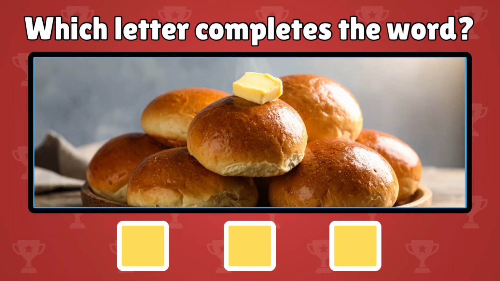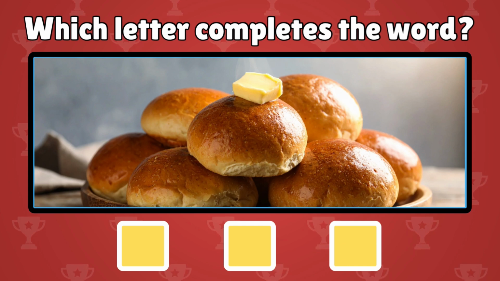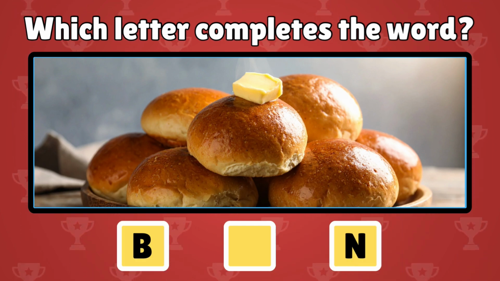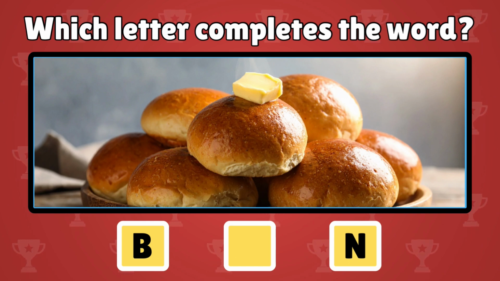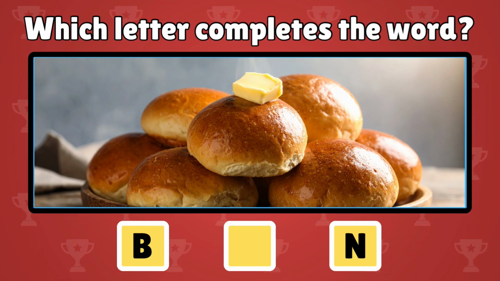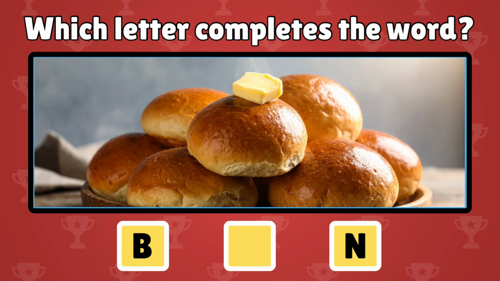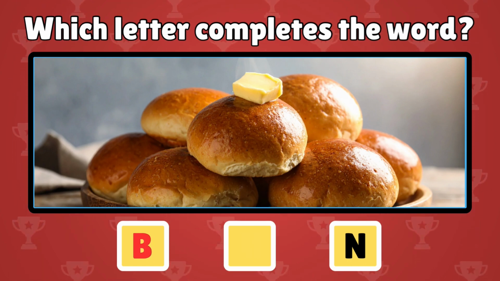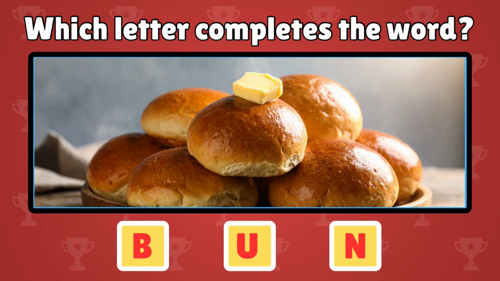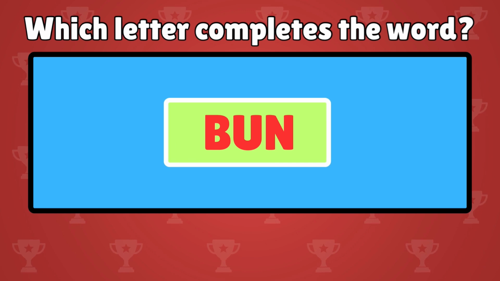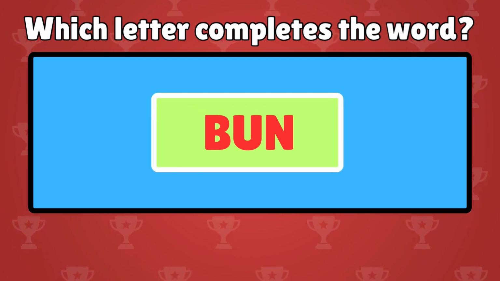Look at the picture. It is a bun. Here, vowel is missing. B, N. Which letter completes the word? It is U, B, U, N. Bun. Can you say it again? B is for bun. Bun.